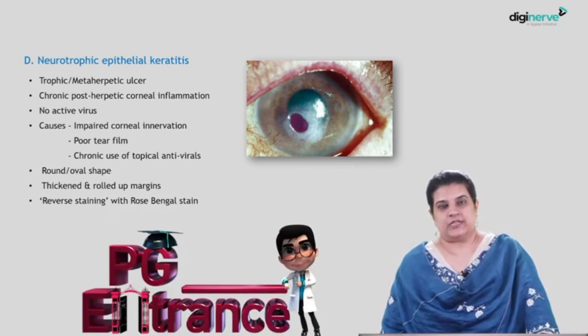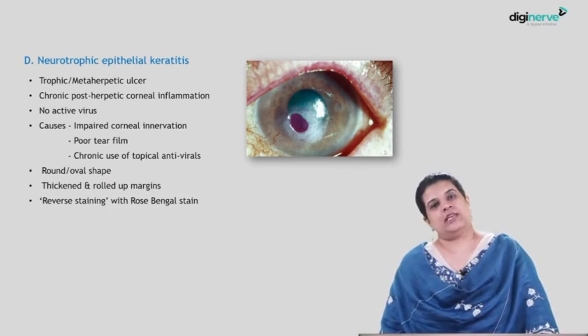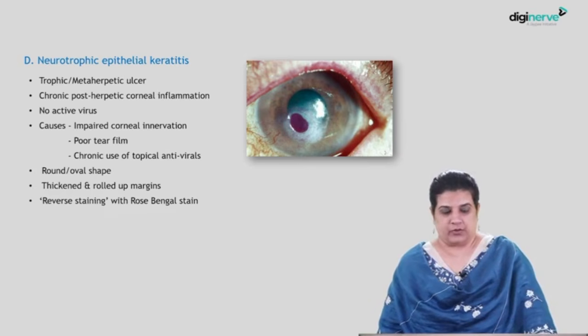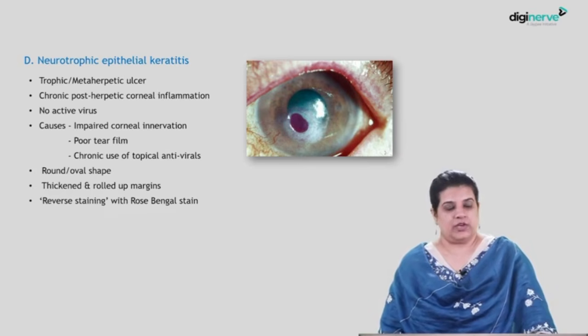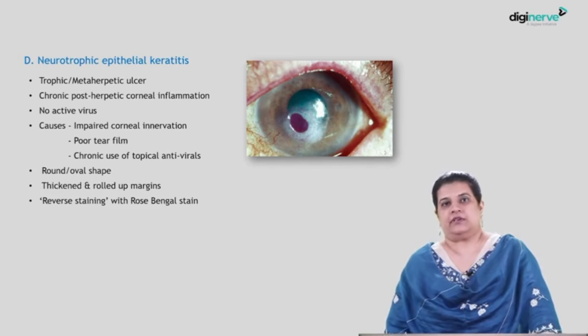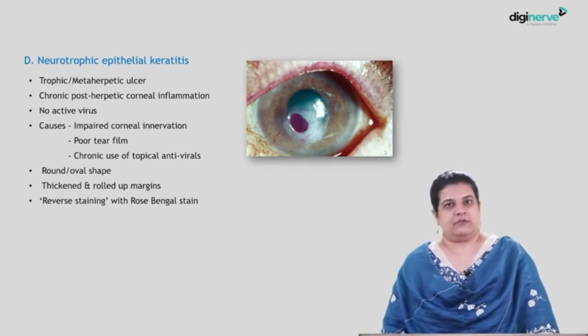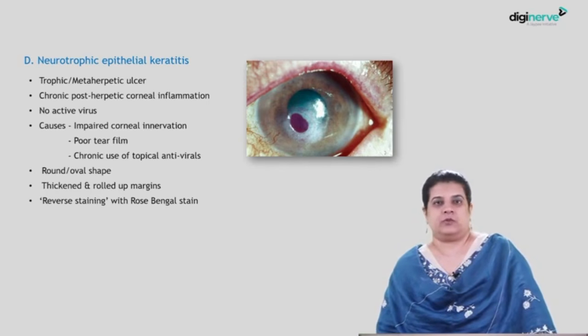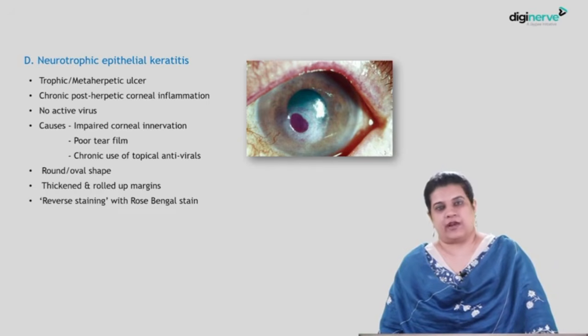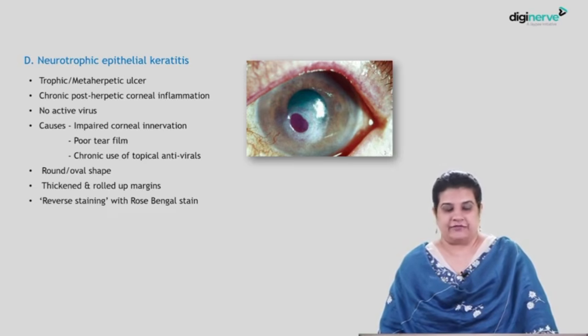This is also known as metaherpetic ulcer. You can get a short note on metaherpetic ulcer because the traits of this ulcer are slightly different from what we have described before. This happens as a chronic post-herpetic corneal inflammation. So the patient has had a herpes infection earlier. Maybe he had a course in which everything was fine, but there was some amount of smoldering infection that was there, and the patient later on presents as a neurotrophic ulcer. At this time point, there is no active virus.